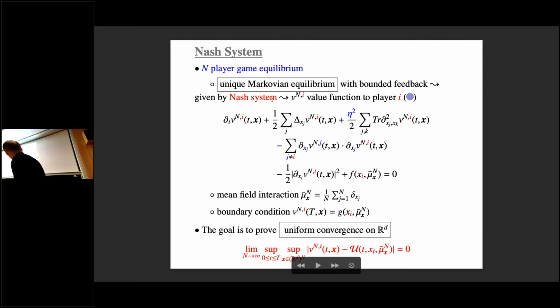Back to the finite game, you can describe at least the Markov equilibria, the equilibria for which the strategies are in Markov feedback form. You can describe the strategies by means of this system of PDEs. So let me describe a little bit what it means. You take a player, let's say player i, and you want to have a look at its value. The principle is the same as the value of the game yesterday. This is how much player i is going to pay when everybody follows the equilibrium strategies.